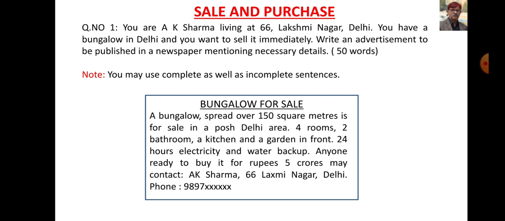4 rooms, 2 bathrooms, a kitchen and a garden in front. 24 hours electricity and water backup. Now don't write water supply. Water supply and electric supply is not in your hands, of course. Backup here means there is a generator, of course. Electricity backup. Water backup means there might be a submersible pump, etc. Anyone ready to buy it for rupees 5 crores may contact A K Sharma, 66 Lakshmi Nagar, Delhi. Write your phone number in the end. I hope it's clear.